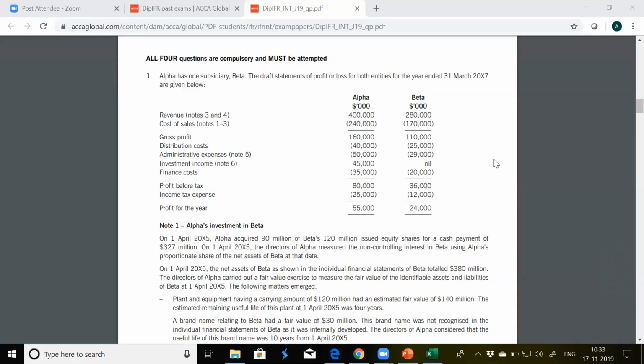This is ACC Amit Kumar and we'll discuss with you the June 2019 question on consolidation based on income statement.